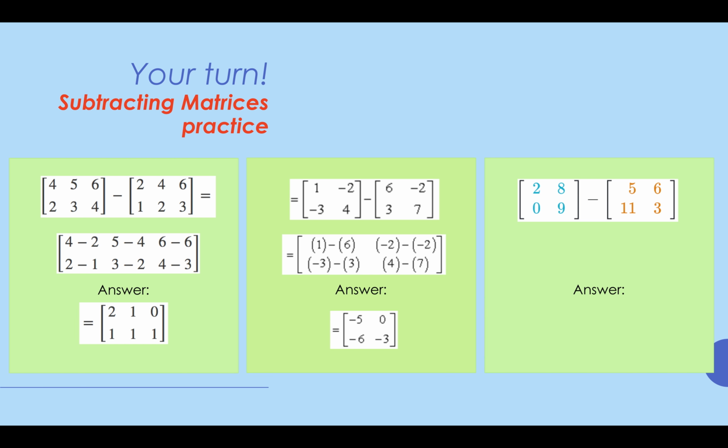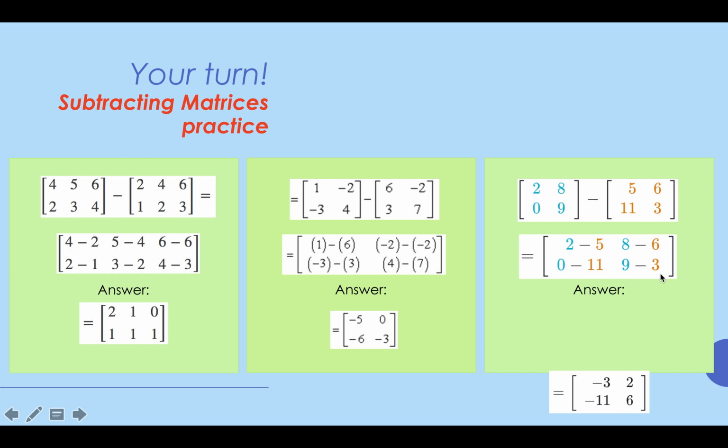So anyways, the last subtracting matrices problem we have is the matrices of 2, 8, 0, 9, subtracting the matrices of 5, 6, 11, and 3. So we have 2 minus 5, 8 minus 6, 0 minus 11, and 9 minus 3. So 2 minus 5 would be -3, 8 minus 6 would be 2, and 0 minus 11 is -11, and 9 minus 3 is 6. So there you have it. Those are our practice problems.